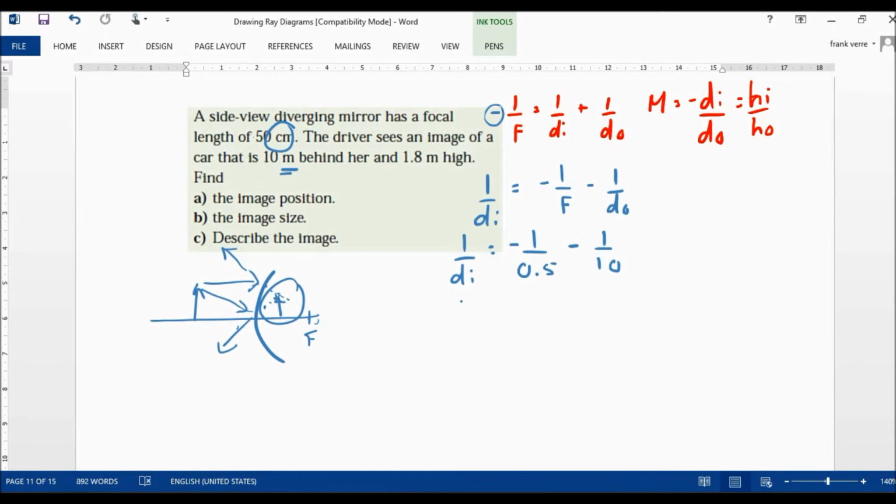Now we're going to solve for di. So 1 over di is equal to, well, common denominator here, we can multiply this by 20, is equal to negative 20 over 10 minus 1 over 10.